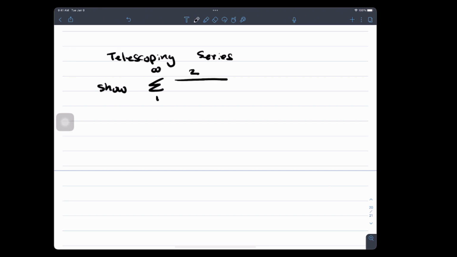2 over n squared plus 4n plus 3 converges here. So I'm going to give you guys a hint that this thing is actually what? Telescoping.